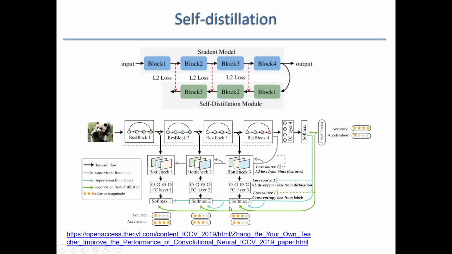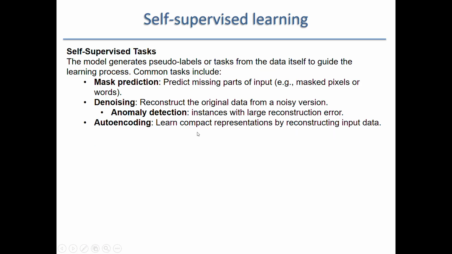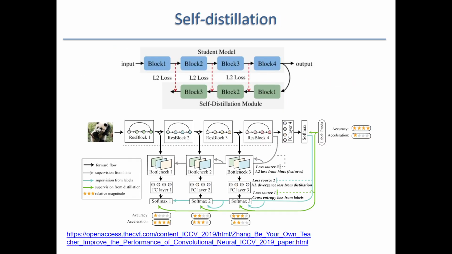Here we have an architecture doing that. Given an image, you have to predict the label associated with that image, and that can be done through these ResNet blocks. This would be the student, and then this would be some self-distillation modules that try to guide the learning of these student modules. So this would be it for the self-distillation. See you in the next lecture.